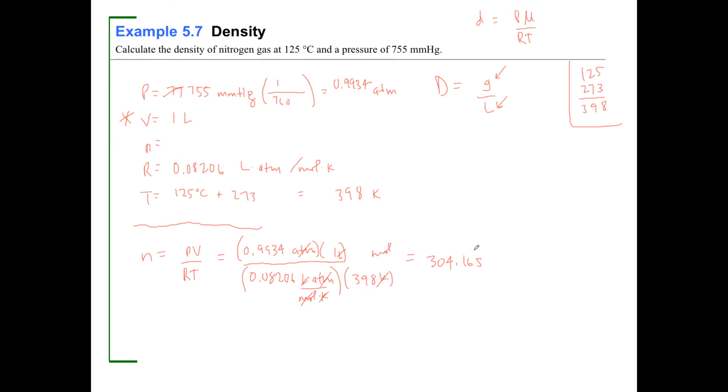304.165. That just doesn't sound right. That can't be right. Nope. That makes no sense, right? Because look, this number is almost 1, and there's 1. How can you get 300 if you divide by these two numbers? Look, I'm going to do this again. 0.9934. Oops, that's why, because I didn't put the point in there. It was 0.9934 divided by 0.08206 divided by 398 equals 0.0304. Okay, that makes sense.